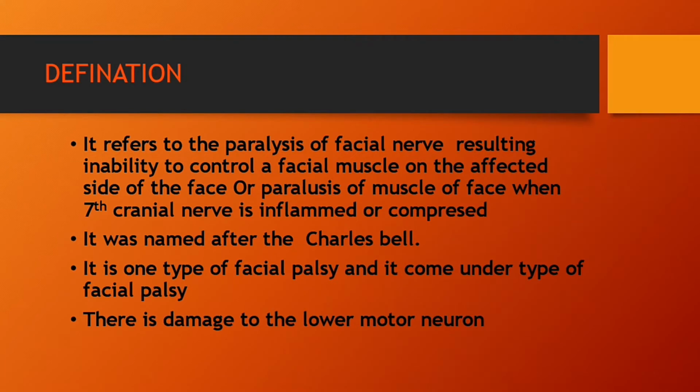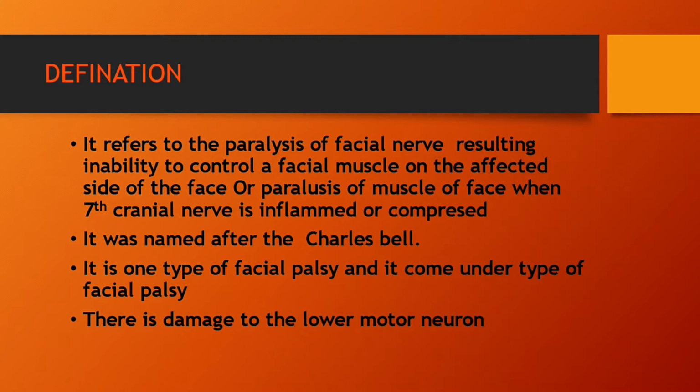So it refers to the paralysis of the facial nerve resulting in inability to control facial muscles on the affected side of the face, or also it is the paralysis of muscles of the face when the seventh cranial nerve is inflamed or compressed. So this is Bell's palsy. There is paralysis of the facial nerve. As a result, muscles supplied by the facial nerve get paralyzed and they cannot be controlled for facial expression, and there is a paralysis of muscles when the seventh cranial nerve is inflamed and compressed.